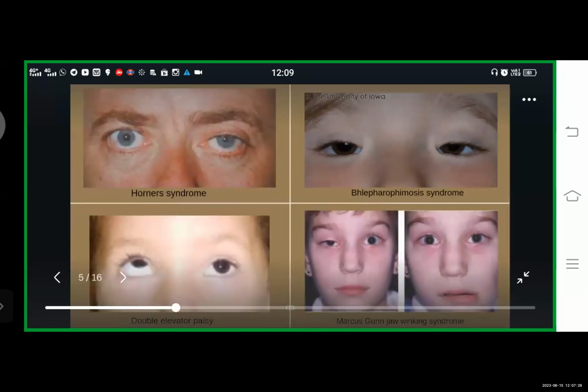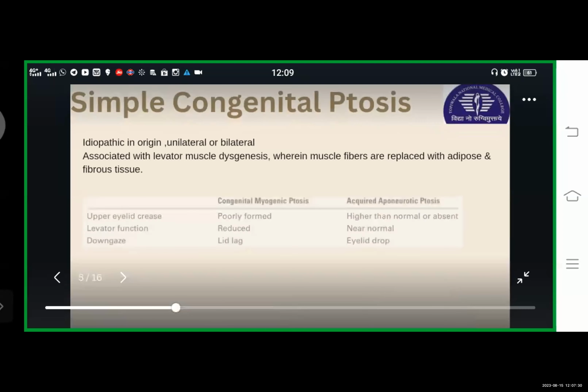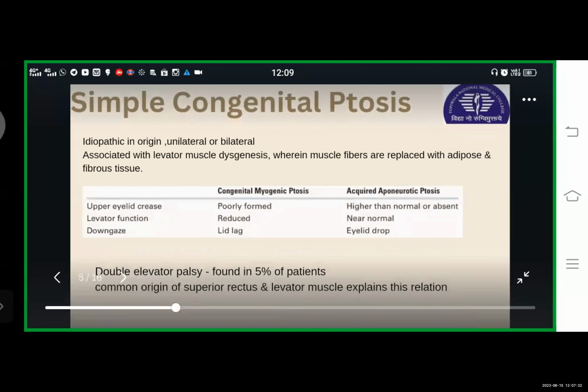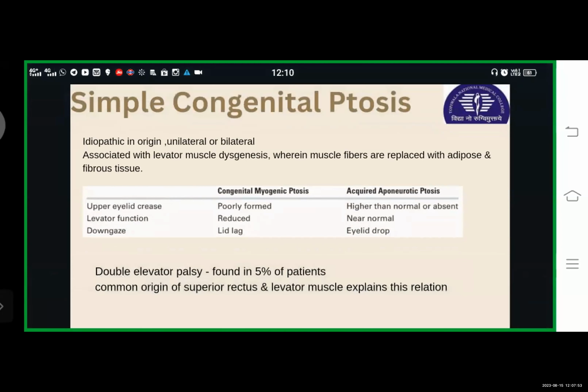Now this is a collage showing different types of congenital ptosis. Simple congenital ptosis is idiopathic in origin, and it can be differentiated from acquired aponeurotic ptosis. In simple congenital ptosis, the upper eyelid crease is poorly formed, there is reduction in levator function, and on down gaze there is lid lag. Double elevator palsy is seen in 5% of the cases of congenital ptosis. It is due to the common origin of the superior rectus and the levator muscle.